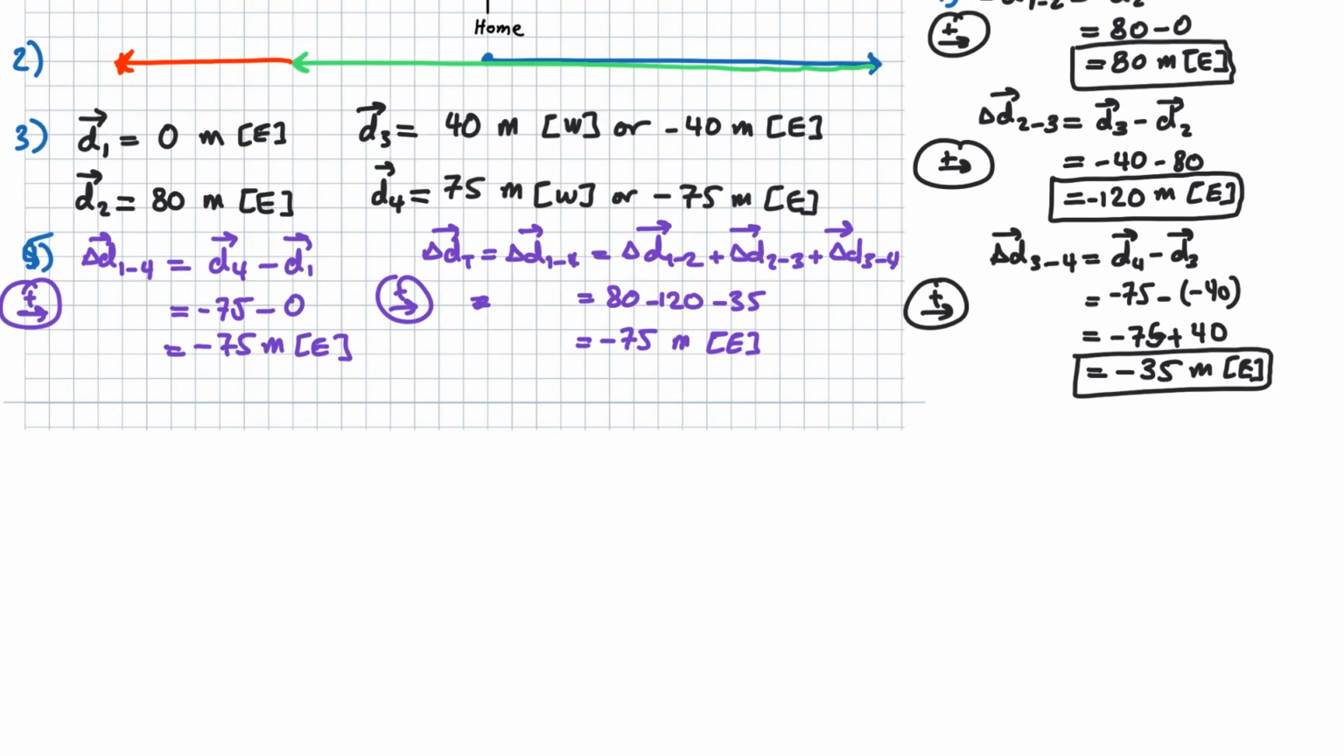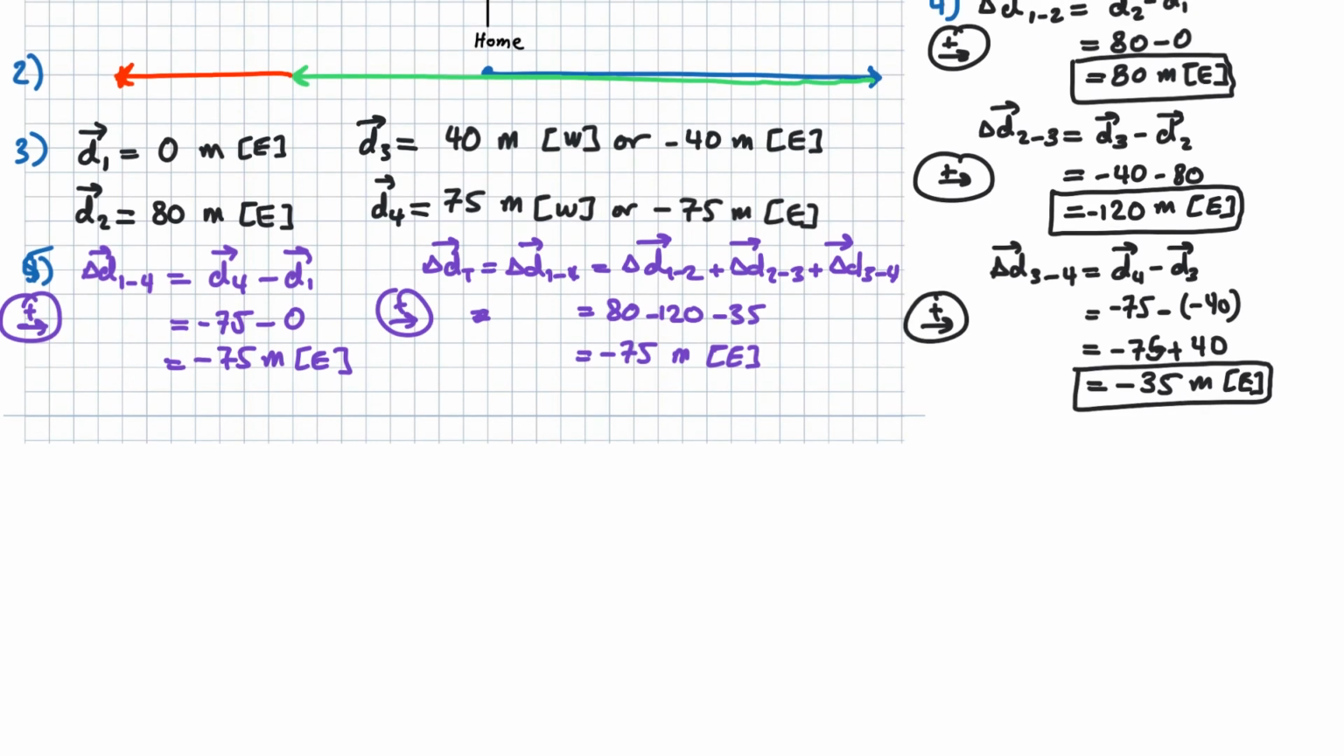So for question number 6, we know that the total distance traveled from 1 to 4, no longer a vector, so I don't put the arrow sign here, is going to equal the distance from 1 to 2 plus the distance from 2 to 3 plus the distance from 3 to 4. The distance from 1 to 2, that's 80. Distance 2 to 3 is 120. Again, I don't care about the negative sign when I'm dealing with distances. And distance 3 to 4 is 35.